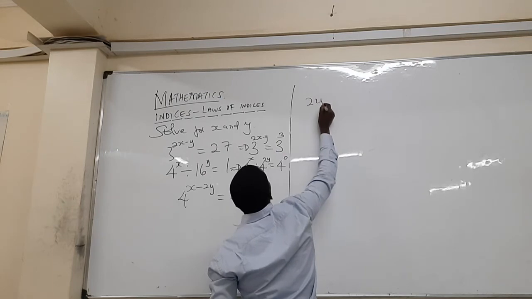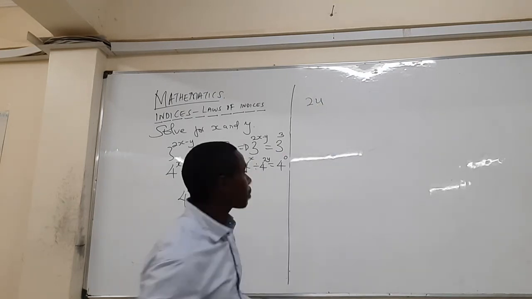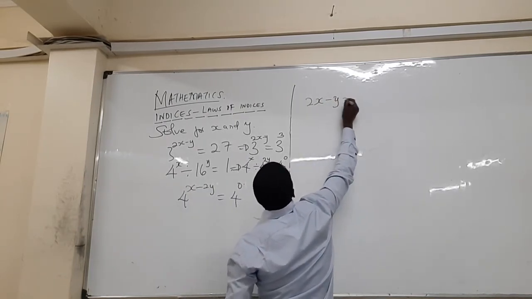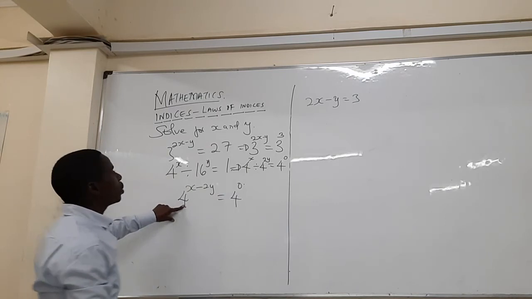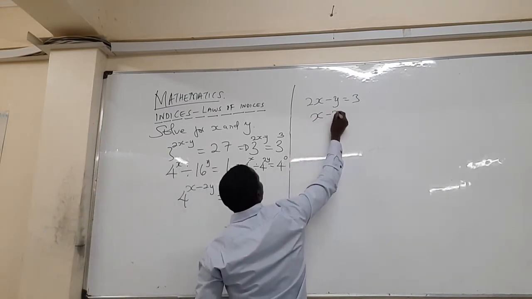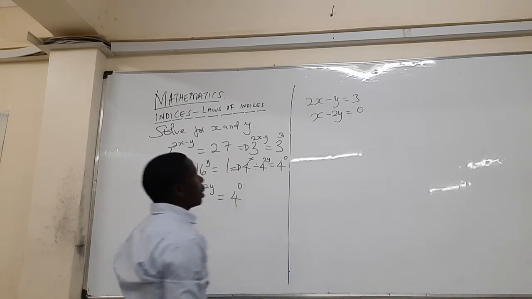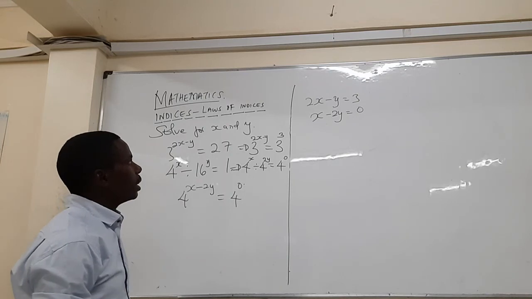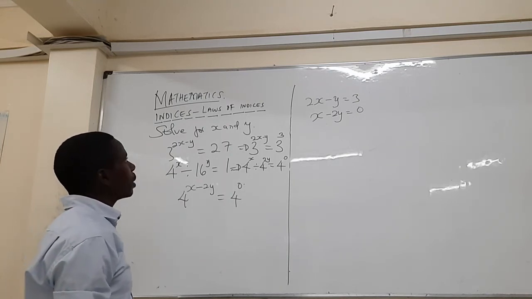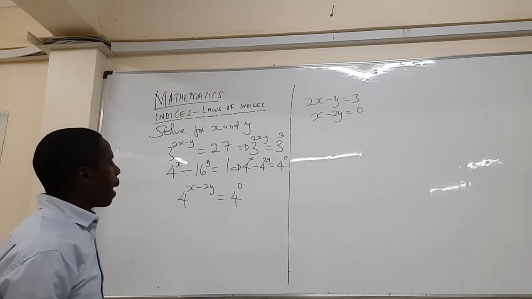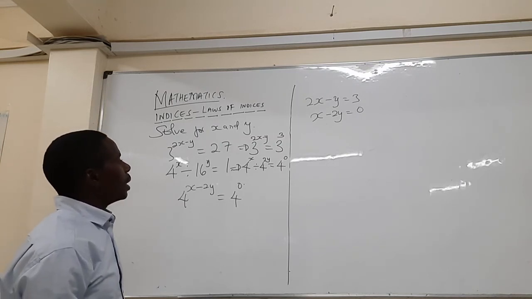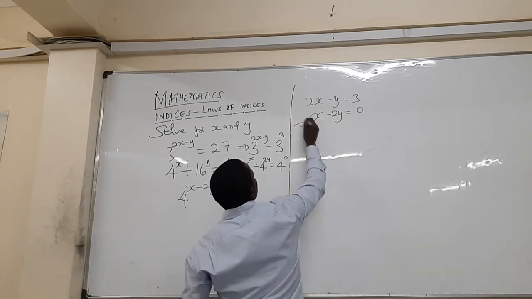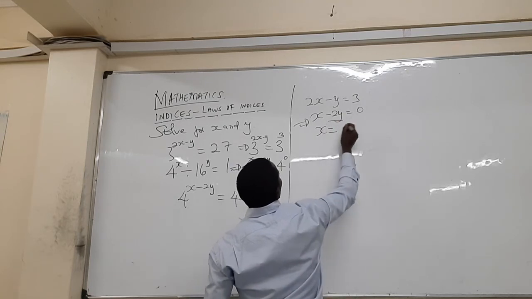We have 2x minus y is equal to 3. And from the second equation, we have x minus 2y is equal to 0. So we have our simultaneous equations here again, and you can solve them using various methods. Maybe you can use the substitution method, because using the second equation here, you can have x is equal to 2y.